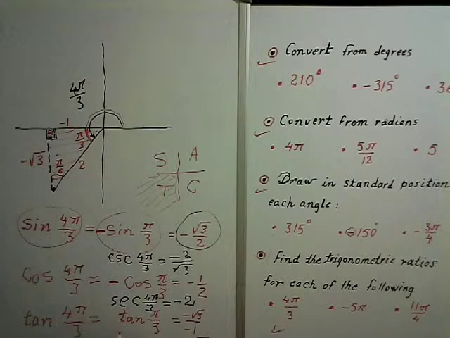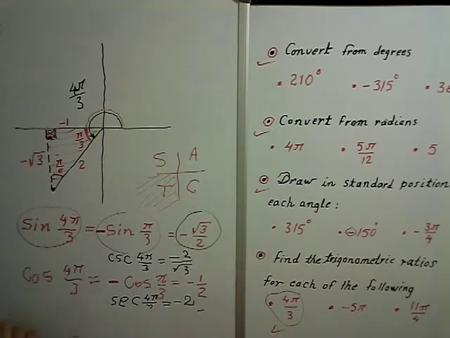And tan, the inverse is cotan 4 pi over 3 is the inverse of this, that means 1 over square root of 3. So this is done. We will do the same with the angle negative 5 pi.